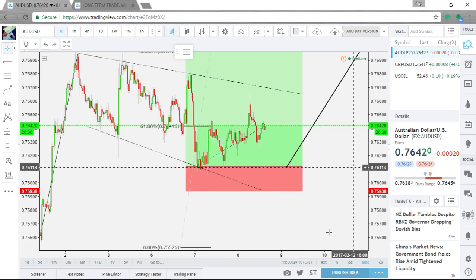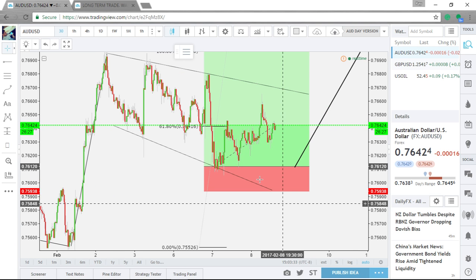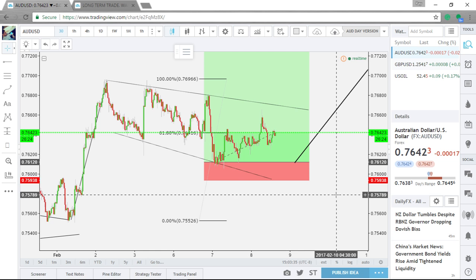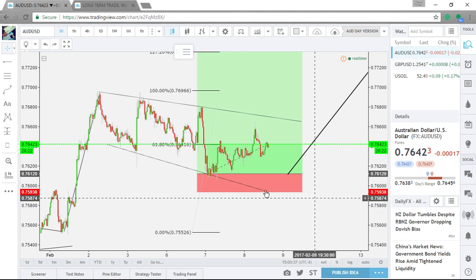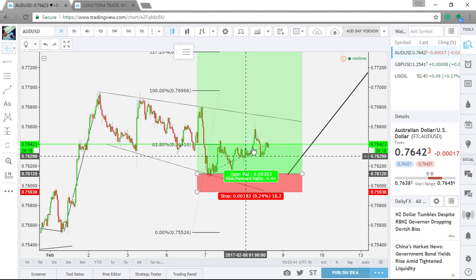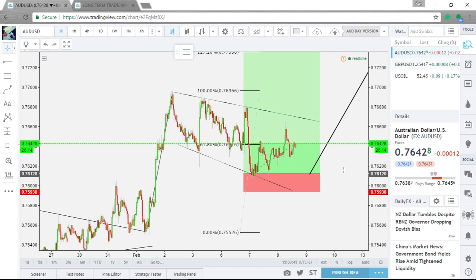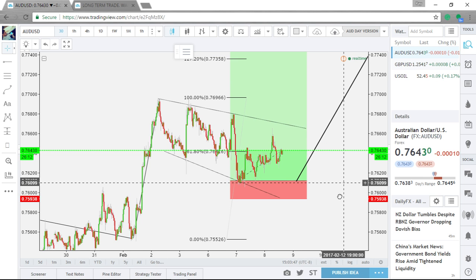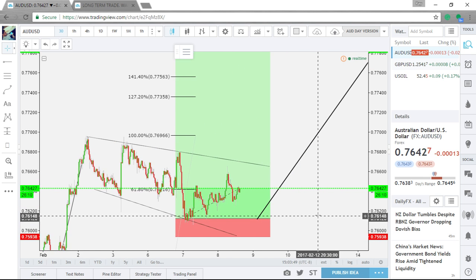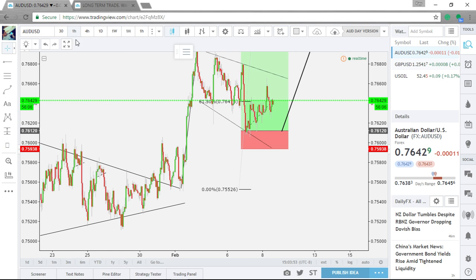Okay, look at that. What's it doing? Okay, we had a consolidation, and what are we waiting for? Waiting for this to happen. Oil and AUD USD is going to continue to go up. It's just consolidating. Look at this. It's just consolidating right now. Look at that.